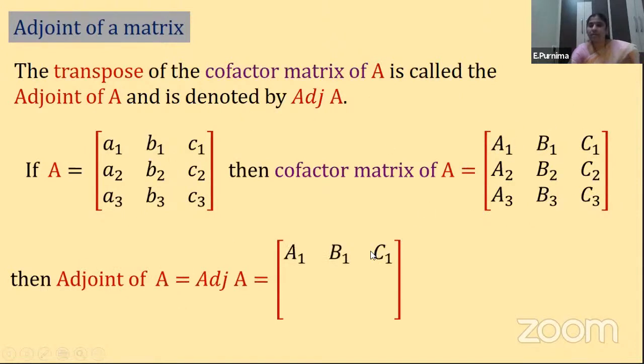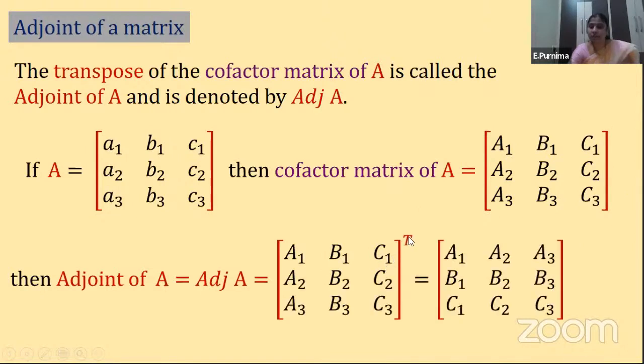We are taking the transpose of this. Transpose means the rows and columns are interchanged. The first column is written as the first row, the second column is written as the second row, and the third column is written as the third row. Is it clear? So this is nothing but the adjoint of A, which is very, very important.